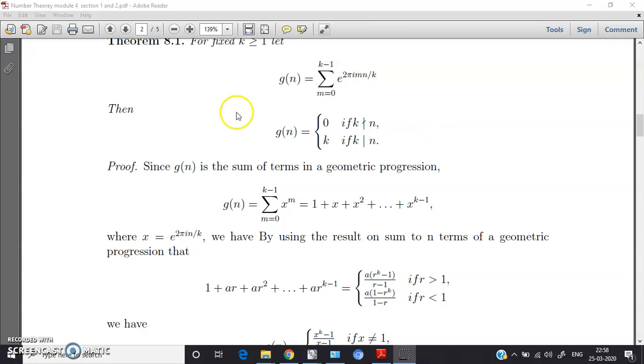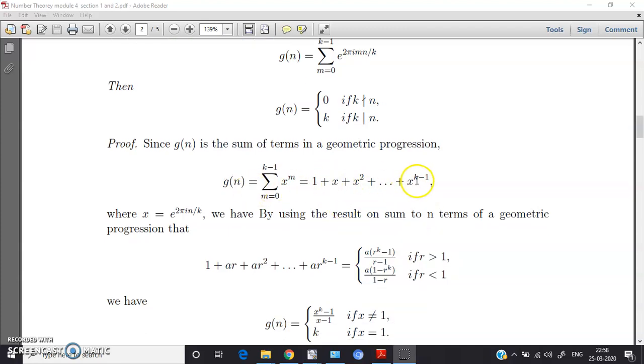Since g of n is given by e raised to 2 pi i m n by k, if we make the substitution x equal to e raised to 2 pi i n by k, then we can clearly see that this is nothing but a sum of terms in a geometric progression. That is, g of n is the sum from m equal to 0 to k minus 1 of x raised to m, where x is e raised to 2 pi i n by k, and this is 1 plus x plus x square plus etc. up to x raised to k minus 1.